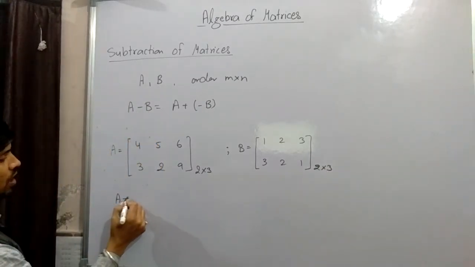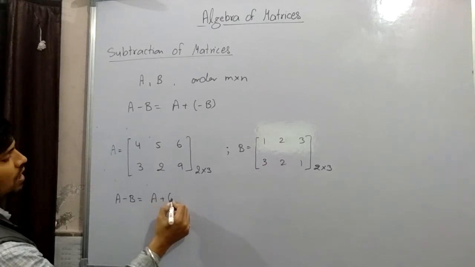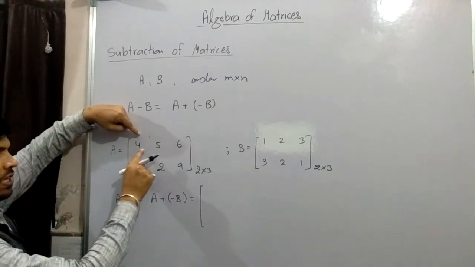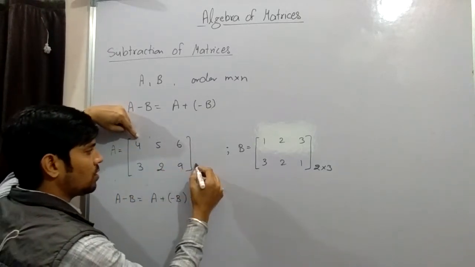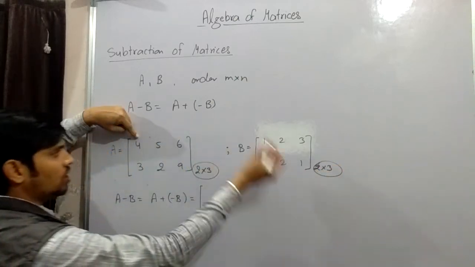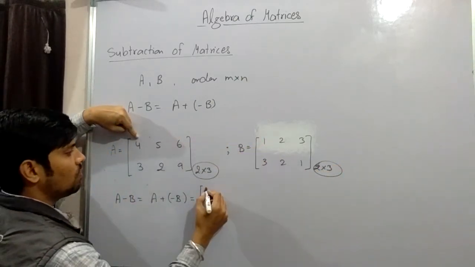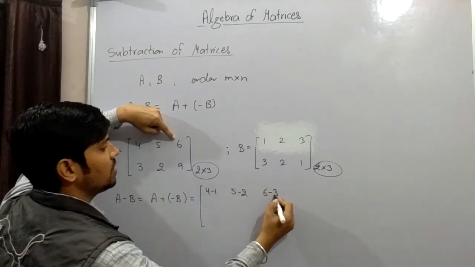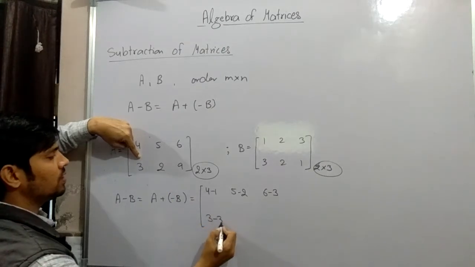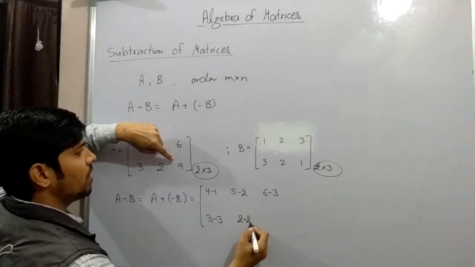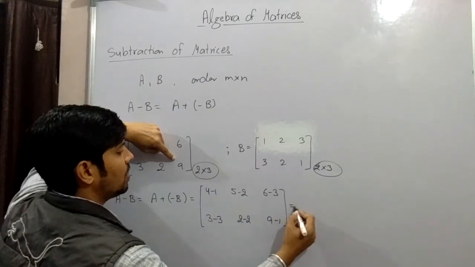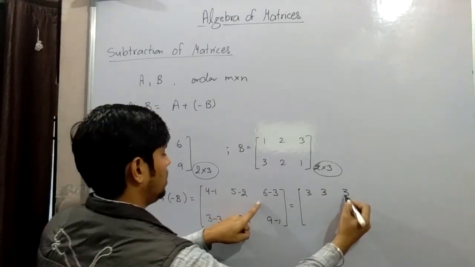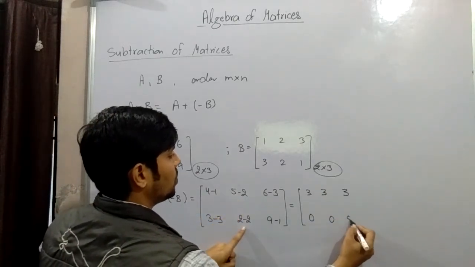If we are going to find A minus B, we can also write this as A plus minus of B. So directly we can do this; the corresponding elements are subtracted from each other. Firstly we have to check whether the order is the same or not. Yes, the order is the same. Now we can do the subtraction. This is 4 minus 1, 5 minus 2, 6 minus 3, 3 minus 3, 2 minus 2, and 9 minus 1. The final result will be 3, 3, 3, 0, 0, 8.